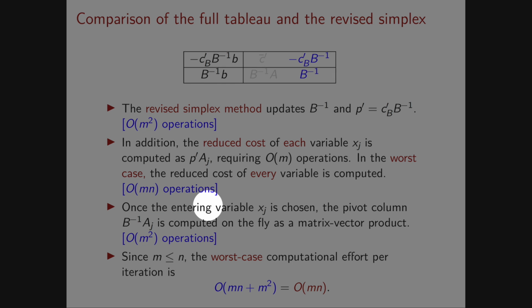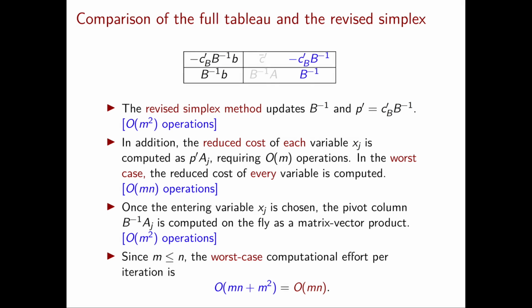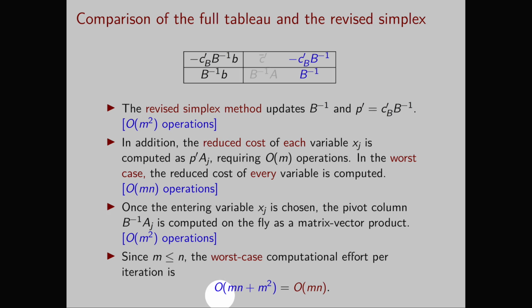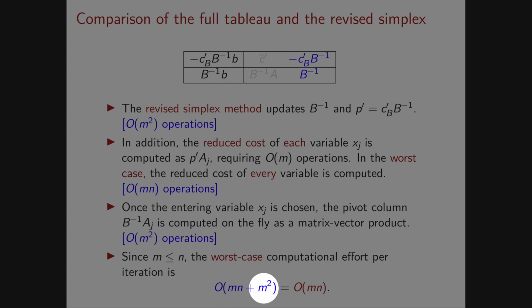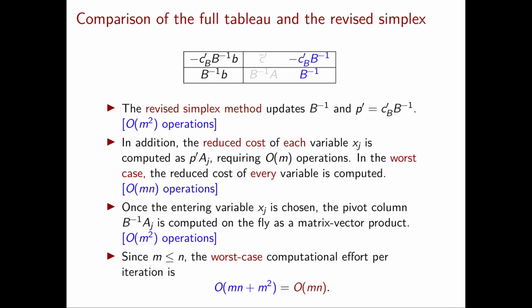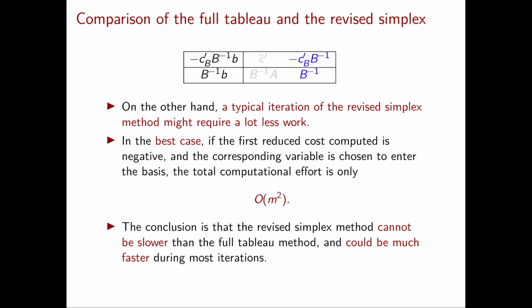Then, once we have understood which variable x_j should enter the basis, we compute the pivot column B inverse a_j. This is the product of an m by m matrix and an m vector, so it requires big O of m squared operations. Therefore, the worst case computational effort per iteration is big O of mn plus m squared. Using the fact that m is less than or equal to n, we obtain big O of mn. So far, nothing new. However, things start to look very different if we don't look at the worst case, but we look instead at the best case.